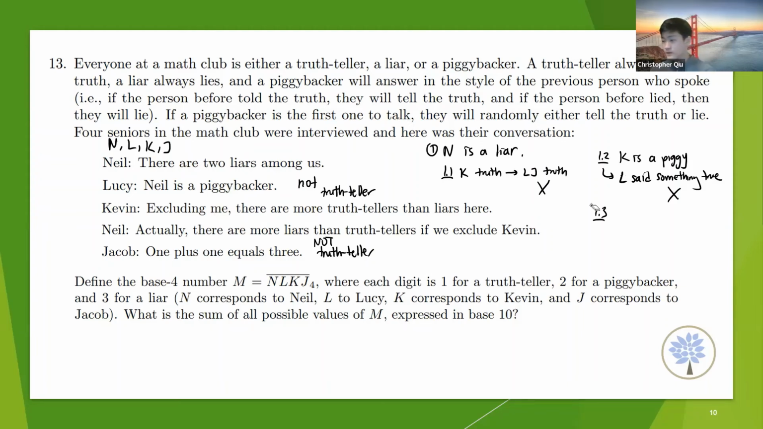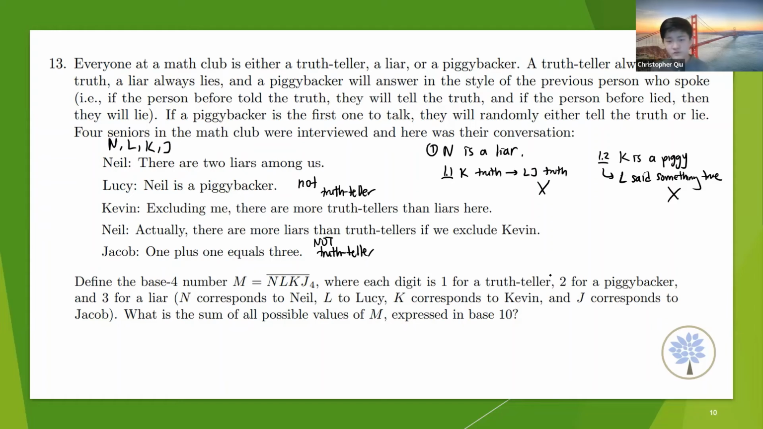So we're breaking up into cases: if Neil is a liar, if Neil is a truth teller, and if Neil is a piggybacker. And then in this first case, we're breaking into more subcases because Neil being a liar is still not too much information that we know.